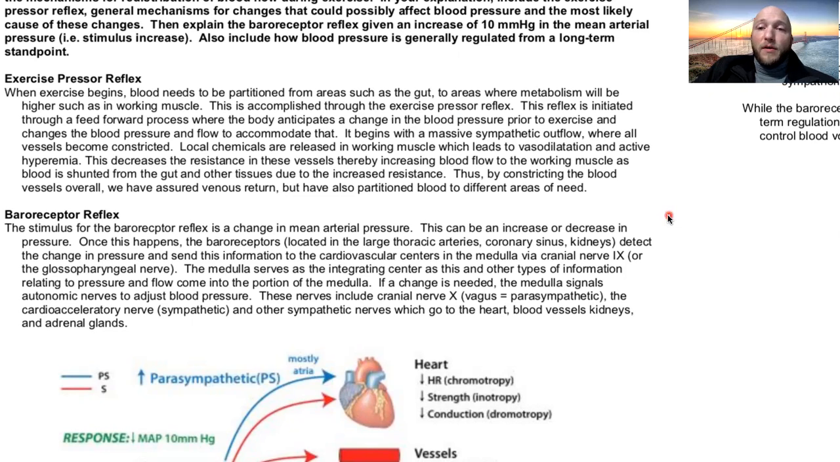So, all vessels constrict. The muscles you start using have increased metabolism. There's increased byproducts of metabolism. Those byproducts of metabolism cause vasodilation, so that you get vasodilation where you need vasodilation. You get more blood where you need more blood. This decreases the resistance in these vessels, thereby increasing blood flow to the working muscle as blood is shunted from the gut and other tissues due to increased resistance. Thus, by constricting the blood vessels overall, we have assured venous return, but have also partitioned blood to the areas of need.